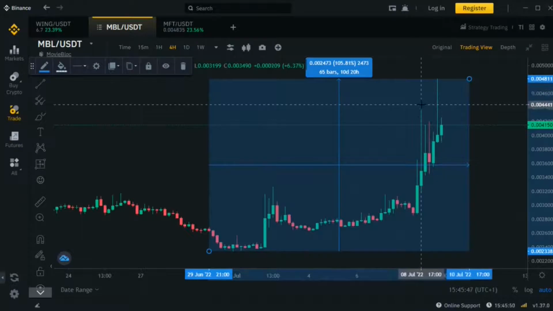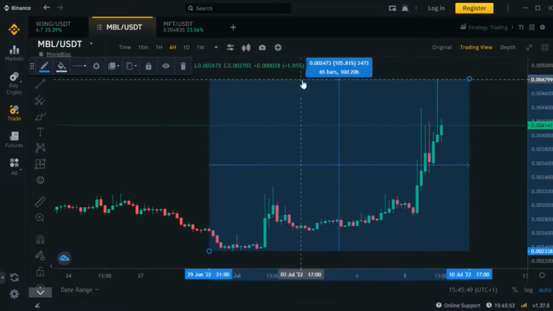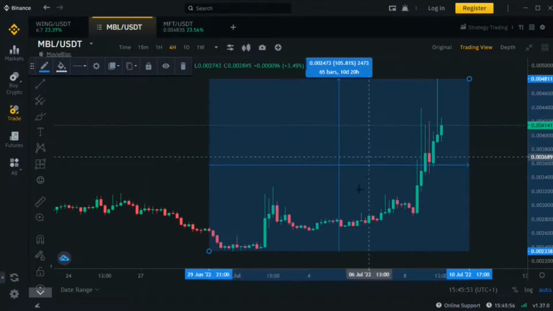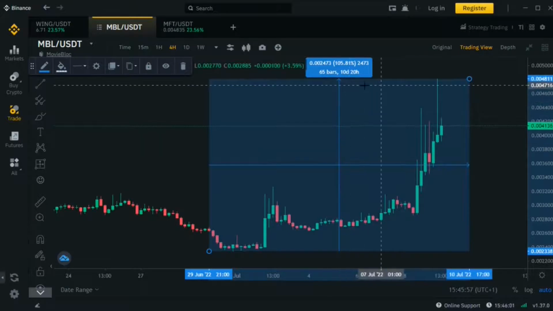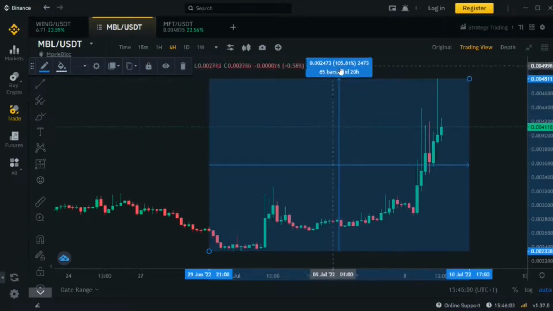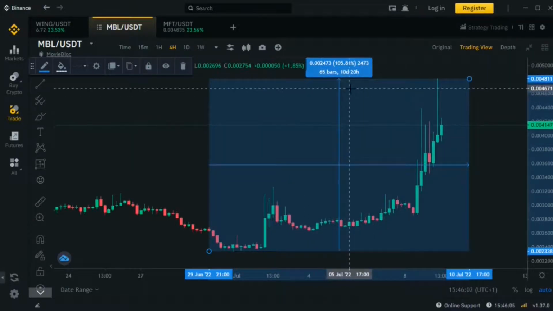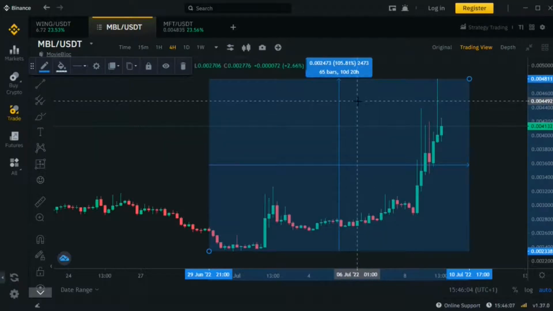So as you can see on the candlestick price chart data, the most current bullish trend section of the MBLUSDT cryptocurrency pair bounced up by approximately 105% over the course of 10 days and 2 hours, which is an amazing bounce already.